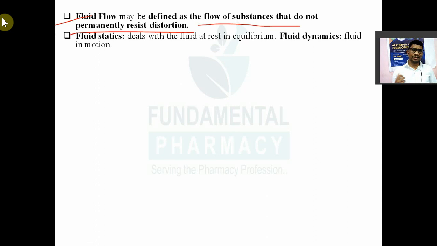Static means at rest, at equilibrium. When there is a fluid, so what do you mean by fluid itself?